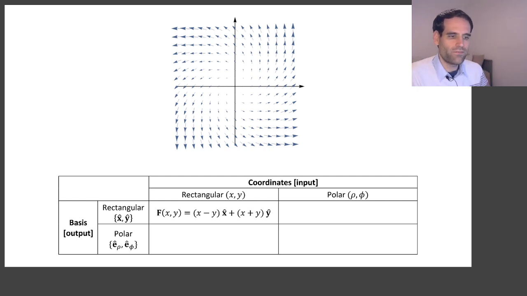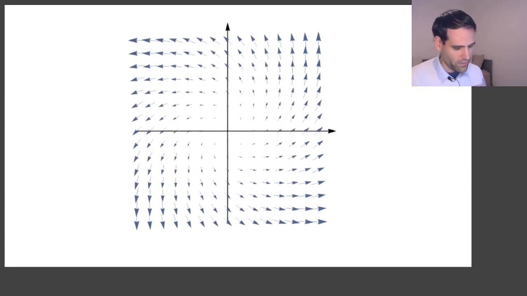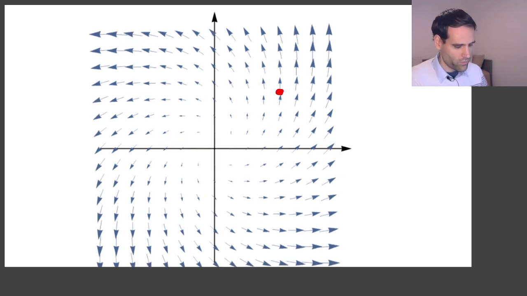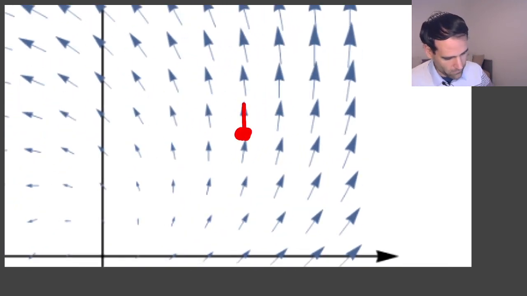Let's do one example of changing coordinates and changing bases. So imagine you have a vector field, and for the moment let's forget about mathematics. Let's only look at how this field looks. This is a field defined in 2 dimensions, so that for each position, for example at this point, for each point we have an associated vector.